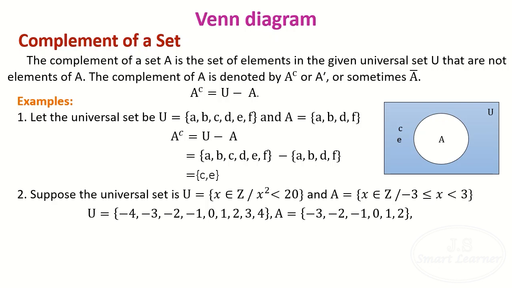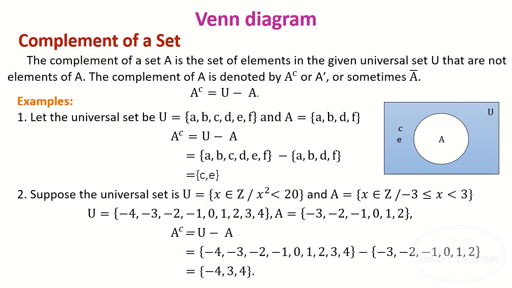That is, the element x square should be less than 20. And set A is equal to minus 3 comma minus 2 comma minus 1 comma 0 comma 1 comma 2, by the condition that x value should be greater than or equal to minus 3 and less than 3. Then the complement of set A is equal to universal set U minus set A, that is equal to minus 4 comma 3 comma 4. As I told you in the example 1 Venn diagram, the complement of set A is the remaining elements in the universal set after subtracting the elements of set A, that is the shaded region in the universal set.